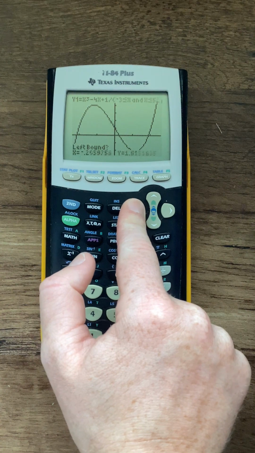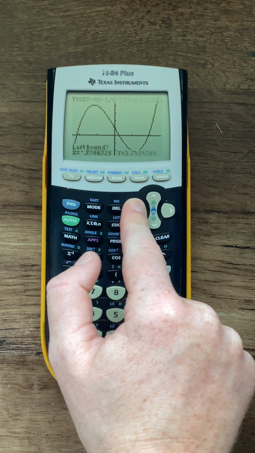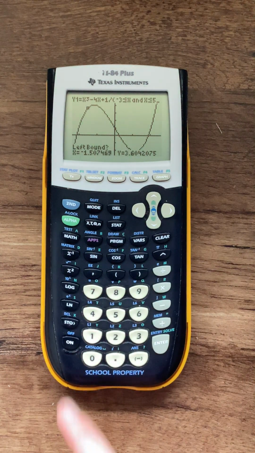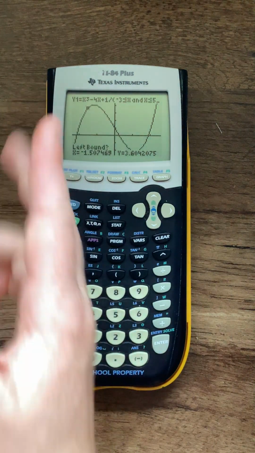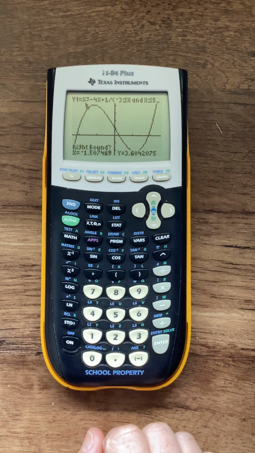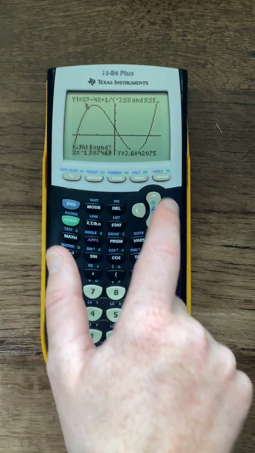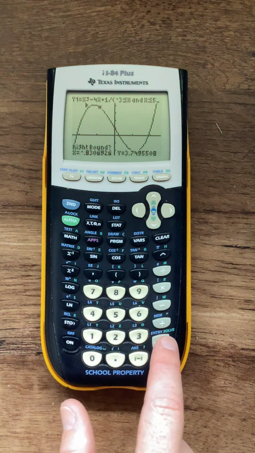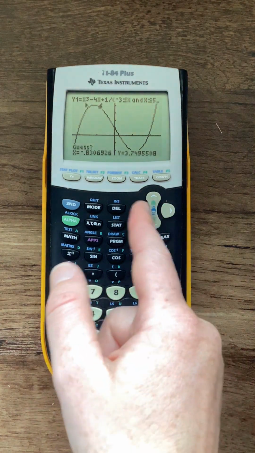So you just go over here and you say, okay, this is my maximum, and I'm going to the left of my maximum. Okay, so the little cursor is over here to the left of the maximum, and you hit enter. Okay, so now it's asking right bound. Now you go to the right of your maximum, and you hit enter. Cool. All right, and then it says guess.